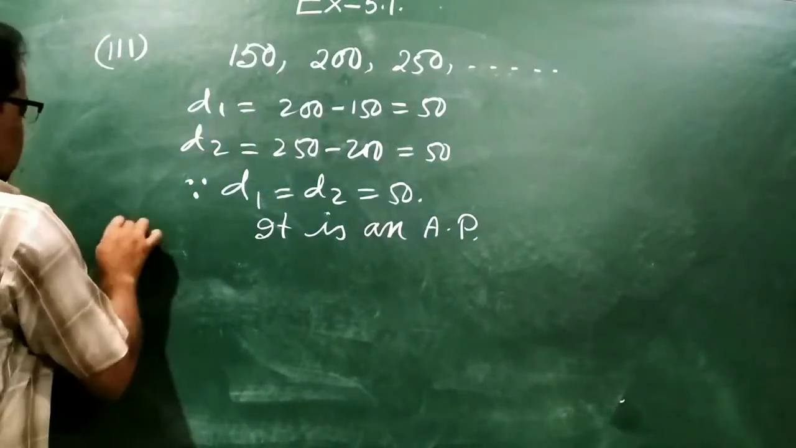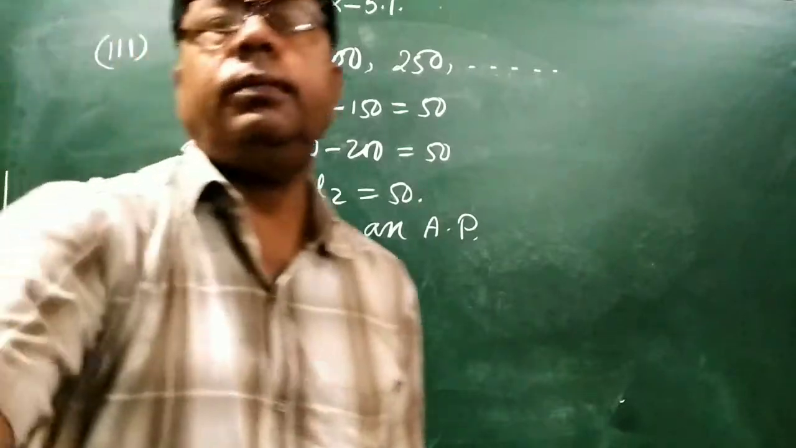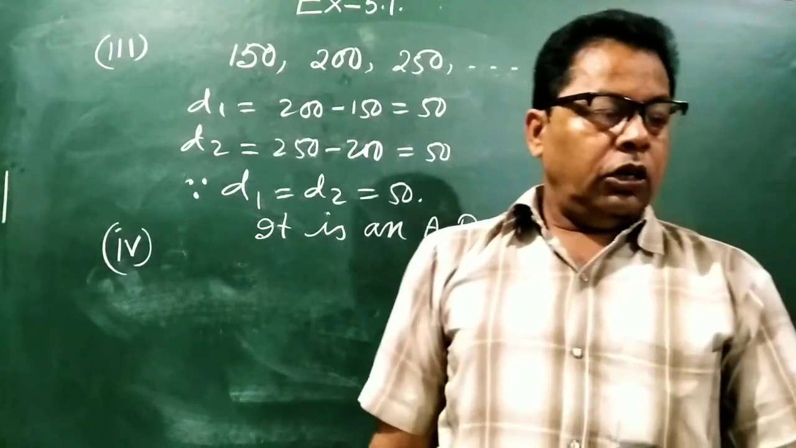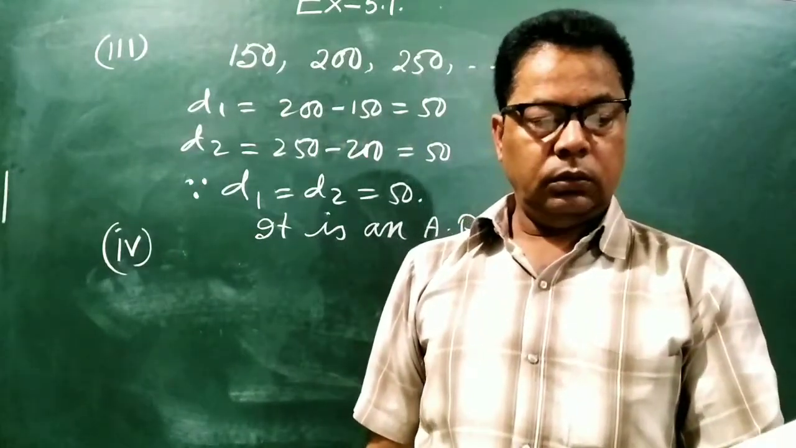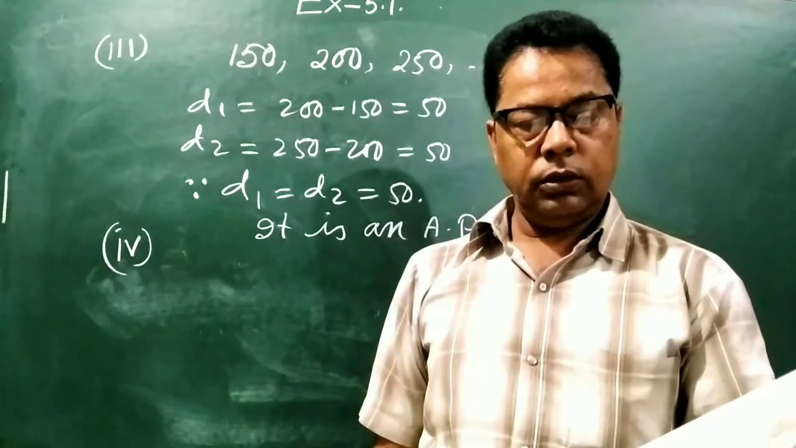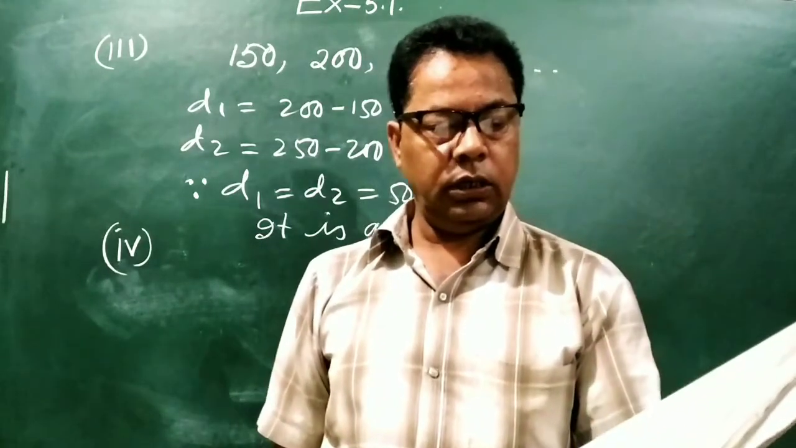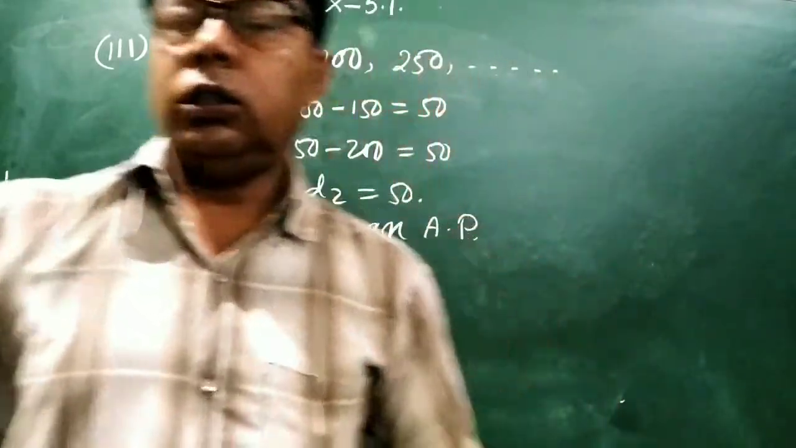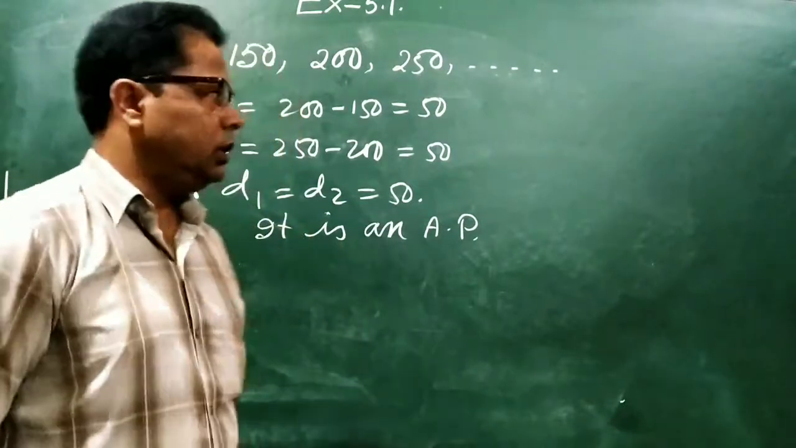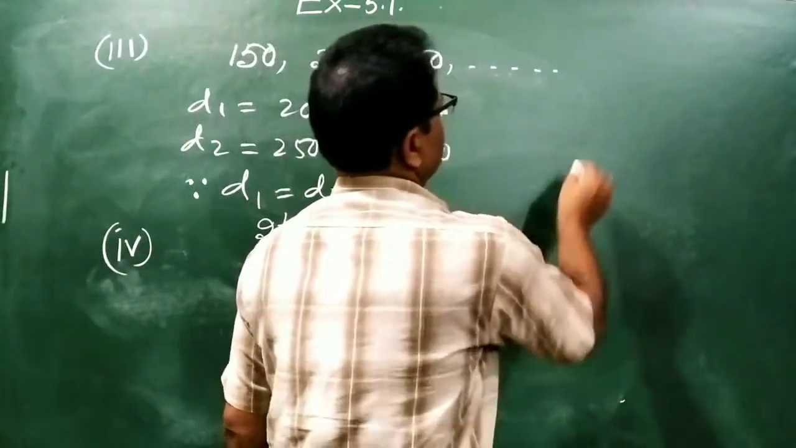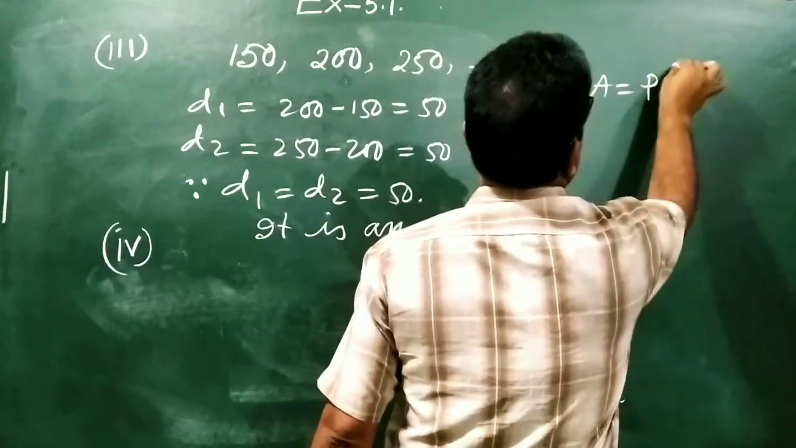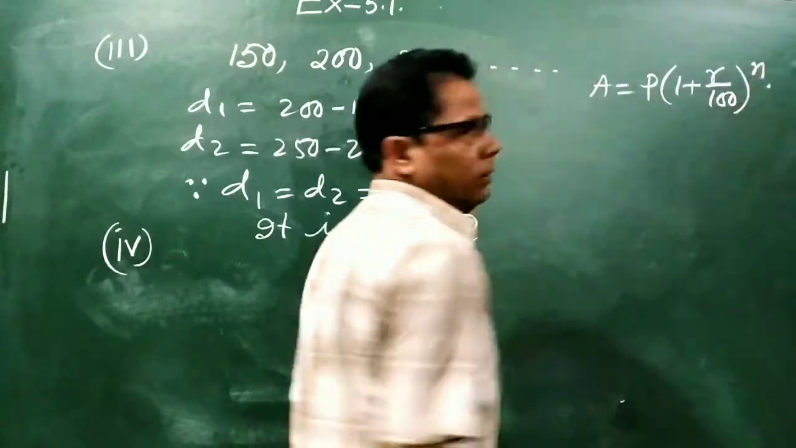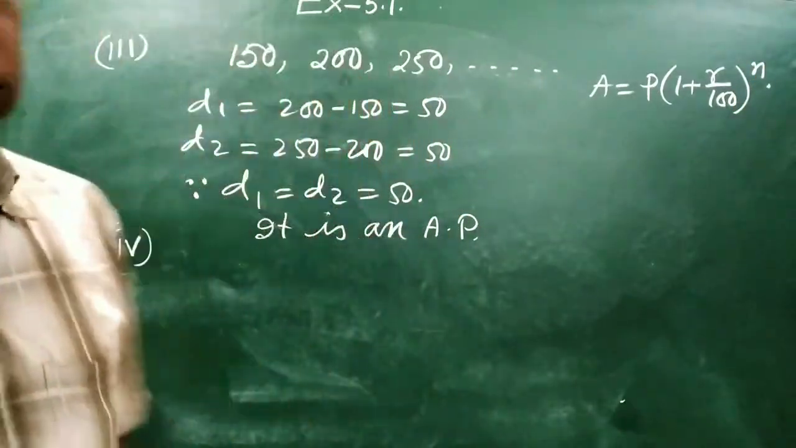Let's check question number 4. Read question number 4 and understand the meaning of the question. The amount of money in the account every year when 10,000 rupees is deposited at compound interest at 8% per annum. Here it is given compound interest, so we need to know the formula for compound interest. Amount equals P into (1 plus R by 100) to the power n. This is the formula for amount in compound interest.